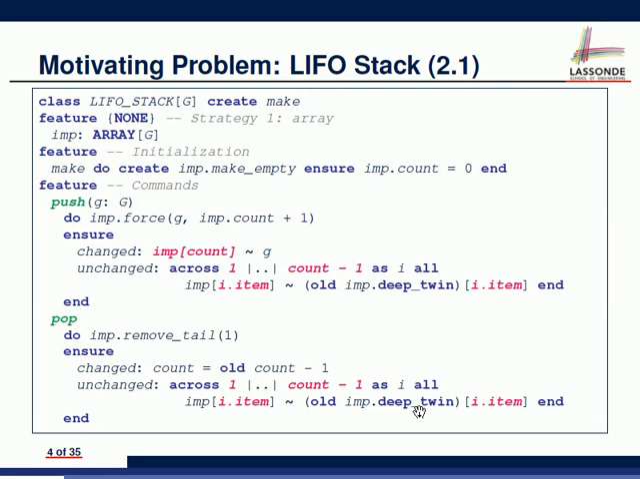Okay, now somehow I did some visual annotation over here. The things you see in red, for example, the push feature over there. In the ensure, you can see for the changed part, imp at position count is in red. That means if we want to change the implementation from array into linked list, that might be the part we're going to change. Okay, let's see that.